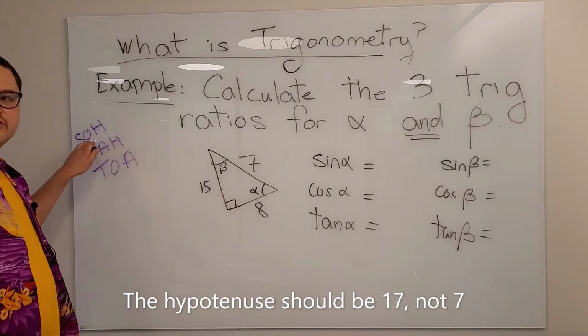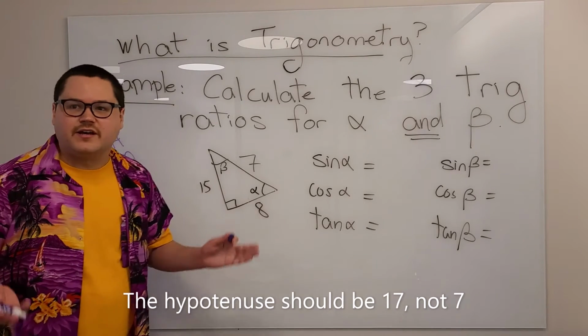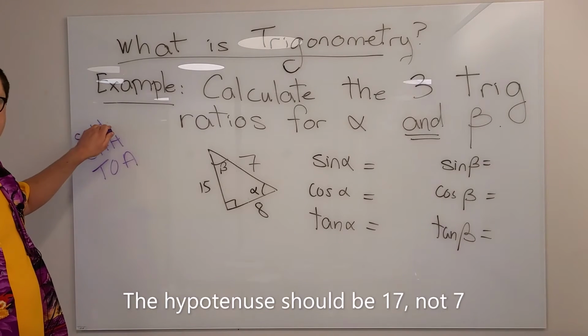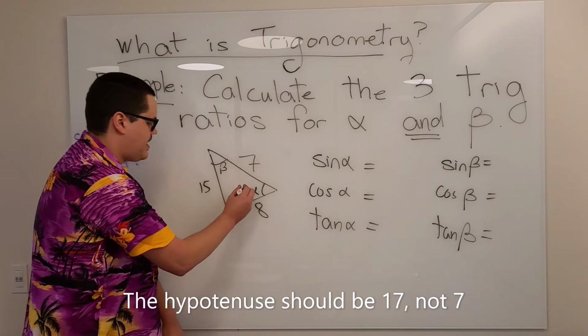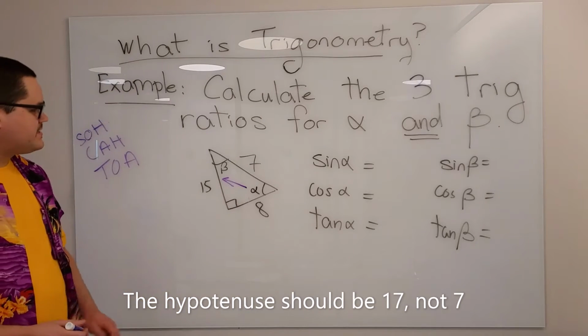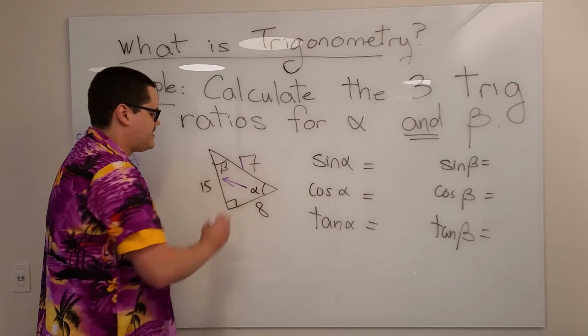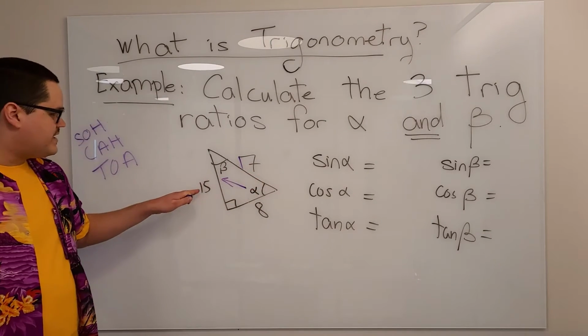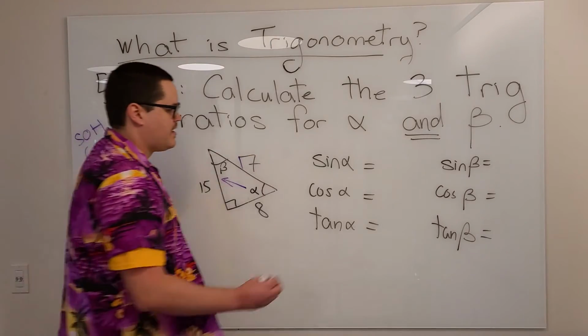Okay, sine of alpha. Well, sine, so. You might think, so what? Well, so tells us opposite over hypotenuse. Opposite to alpha is 15. And the hypotenuse is 17. Whoops, that should be 17. Big mistake. Okay, 15 over 17.